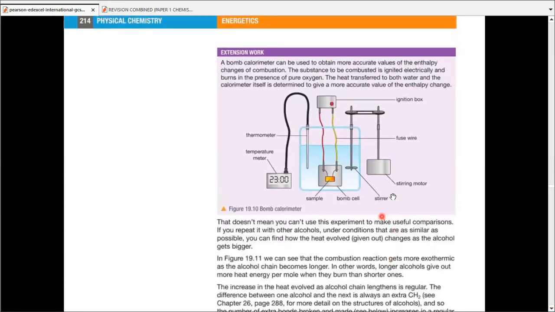Now, extension work. A bomb calorimeter is actually used to calculate more accurate values for enthalpy changes of combustion. The substance is ignited electrically. We actually ignite it with a spark and not with a flame. And it is burned in the presence of pure oxygen instead of air. That heat is transferred to both water and the calorimeter itself to give us a very accurate change. All right.